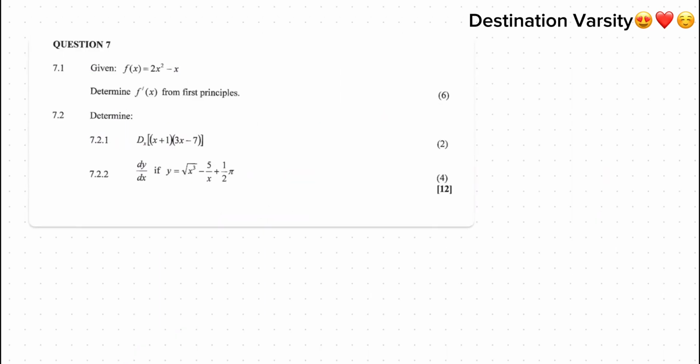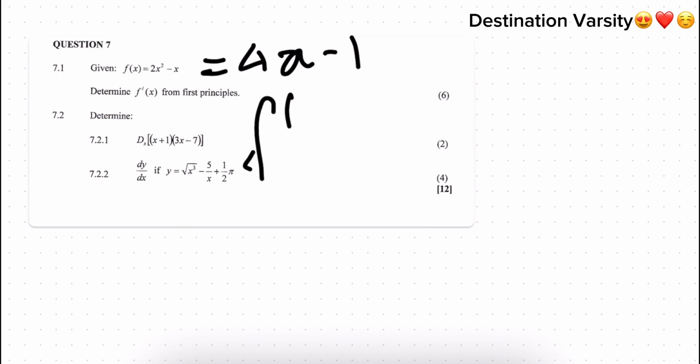Next question, please. Okay, from first principles. I mean, do it yourself. This is so easy. So I know the answer that you should be getting should be 4x minus 1, right? So to give you some hint, from first principles, determine f prime of x.